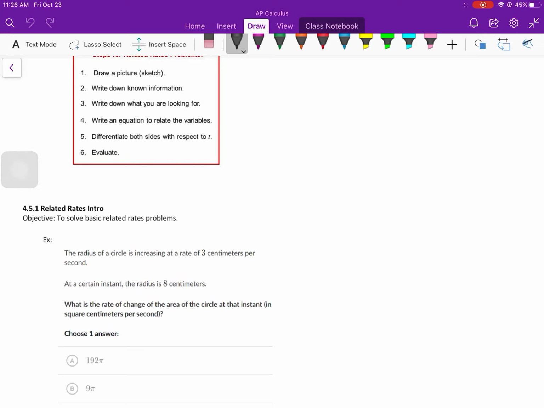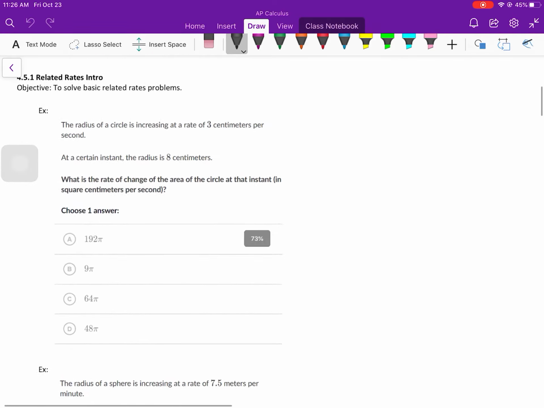So you don't need the picture if you do enough of these, you get the hang of it. But then you write down the known information, write down what you're looking for, write an equation. And we've kind of practiced that in the whole previous section. But let's put it all together.